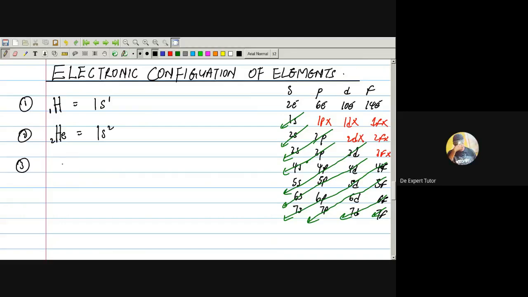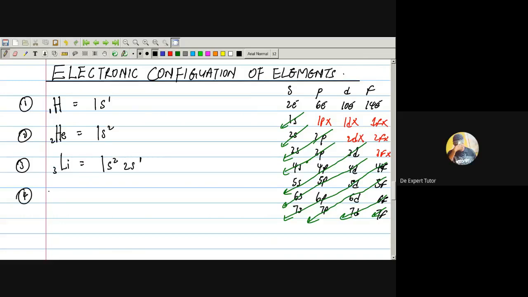The next one is lithium, which has 3 electrons. Remember, we start from 1s, but it is a blunder to say 1s3, because s can only accommodate 2 electrons. So I say 1s2. Since 1s is occupied, I move to the next one, which is 2s. The last electron I'm to fill will be here. So 2 plus 1 gives me 3.